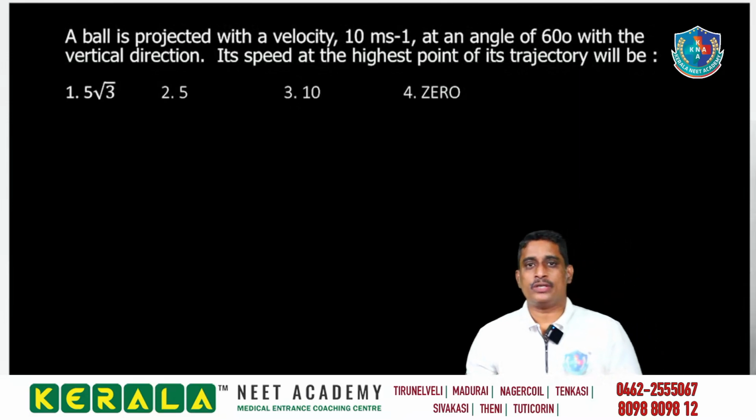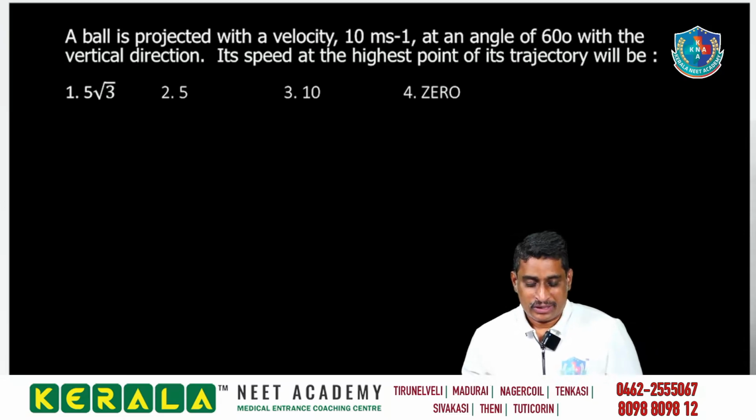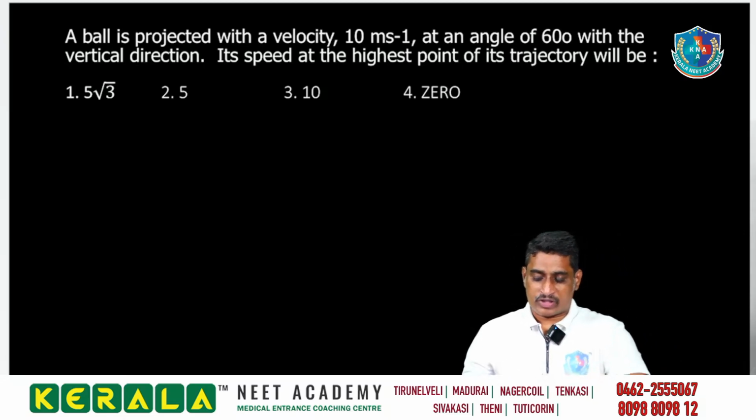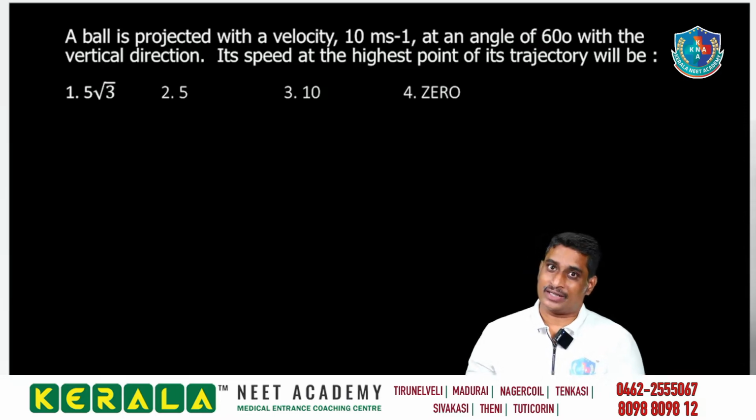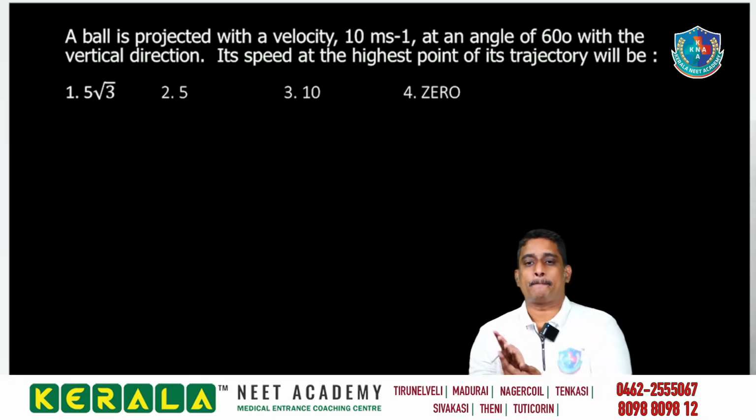Come to the next question. This question was given in the recent NEET entrance examination 2022. A ball is projected with a velocity 10 meter per second at an angle of 60 degrees with the vertical direction, they have given. Its speed at the highest point of its trajectory will be.